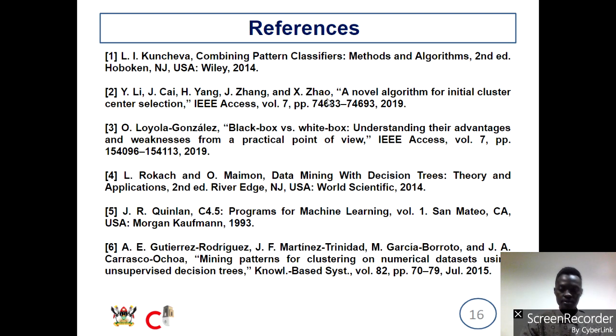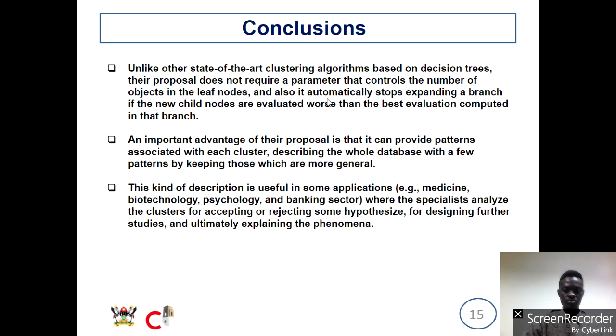And so this can be used, unlike the other algorithms based on the decision tree, their proposal does not require any parameter that controls the number of objects in the leaf nodes, the way we saw it at first. And also it automatically stops the expanding of branches.